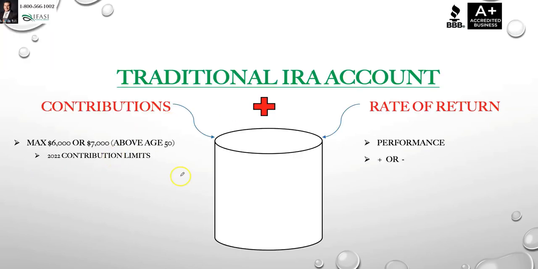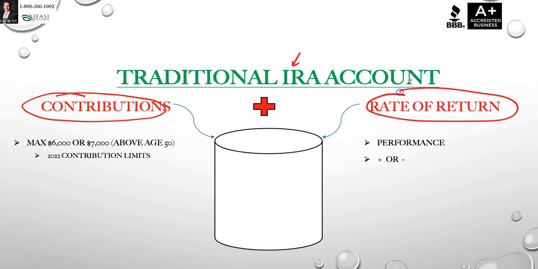So if we're looking at a traditional IRA or even a SEP IRA, and we think of it like a bucket, there's two ways this bucket grows. One way is by the contributions that a person's making into their individual retirement account, and then the rate of return that's coming back. With a traditional IRA account, if somebody is below the age of 50, for 2022, the most that they could place in there is up to $6,000 of contributions into their account.